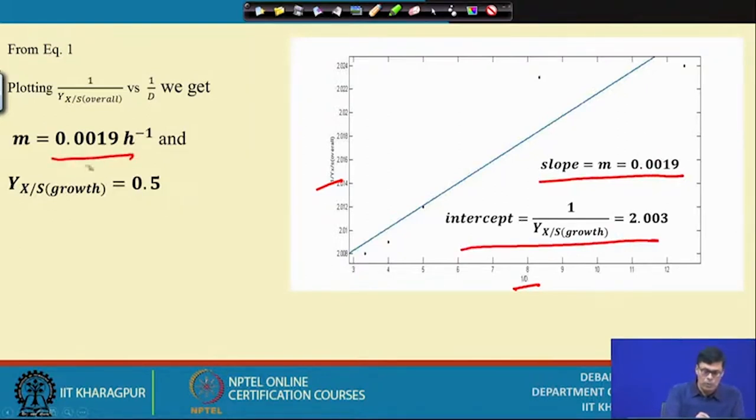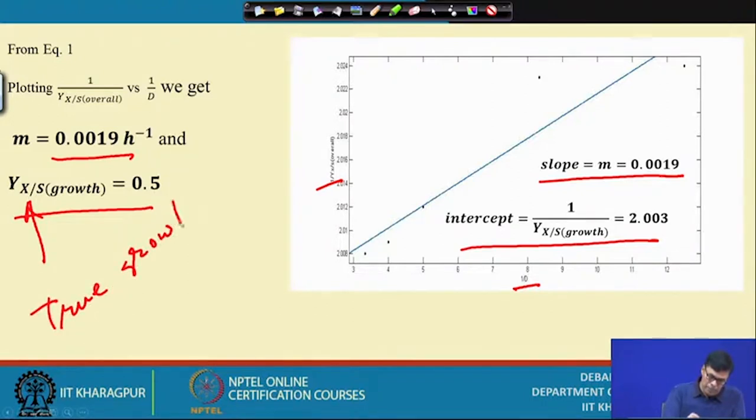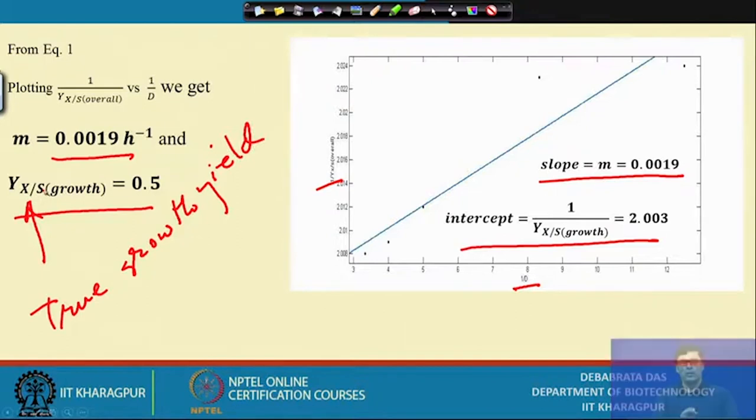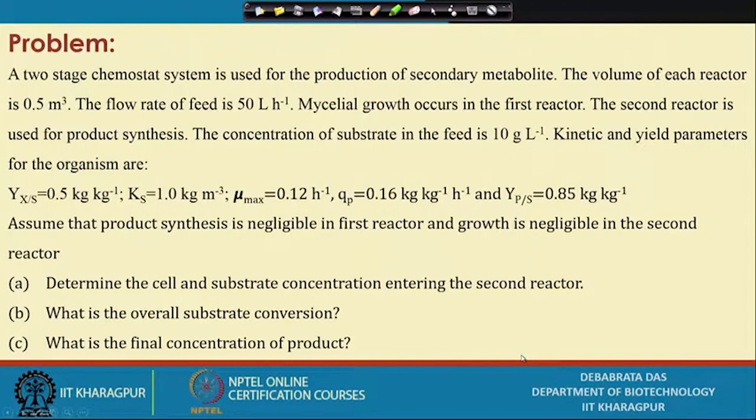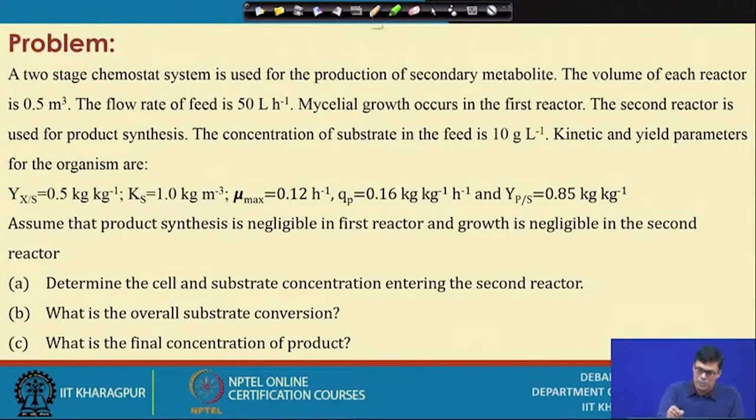The maintenance coefficient will be 0.0019 per hour, and the yield coefficient will be 0.5. This yield coefficient is called the growth yield, the true growth yield. When substrate is used only for cell mass growth, and not for either maintenance or product formation, then we call it true growth yield, and this always remains constant for a particular organism. Okay.